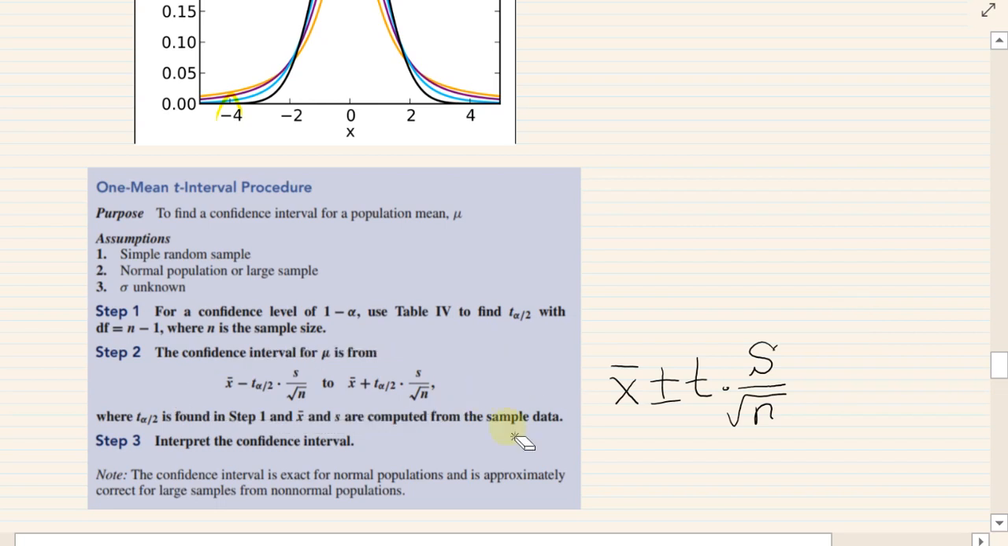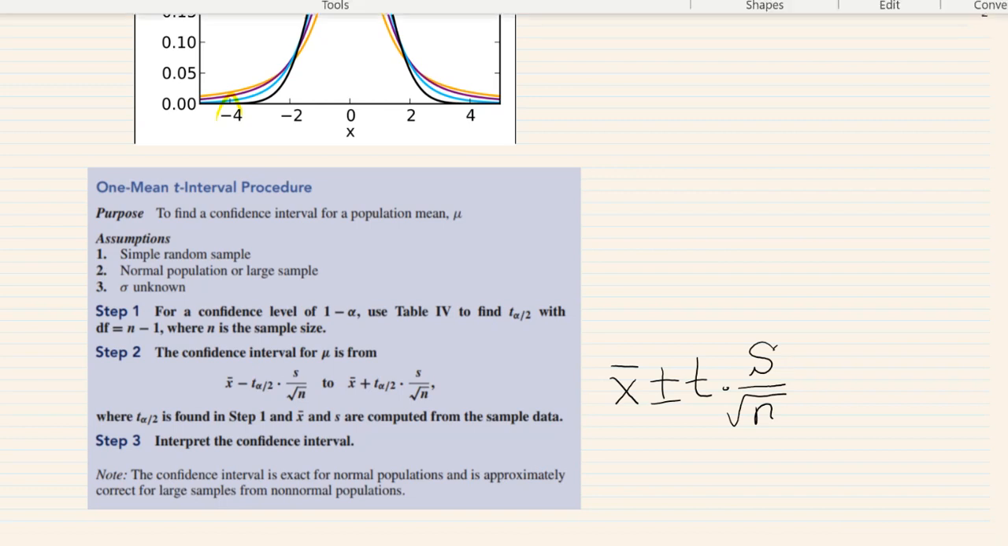Alright, now here's something interesting. The assumptions we have about the confidence intervals are that our sample is a simple random sample, and we are sampling from a normal population or large samples. Now, in the eyes of the central limit theorem, remember how large was large?